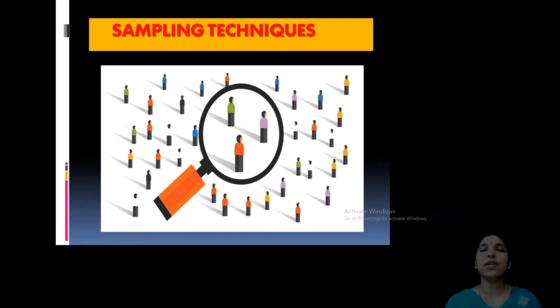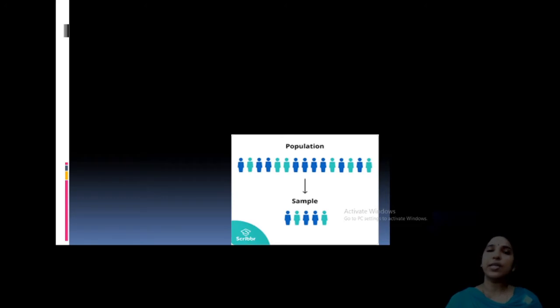Today we will discuss the various sampling techniques available for biological studies. So let us pass into the topic. First thing, what is a population? A group of individuals is known as a population. There may be a finite population, there may be an infinite population. If you can count the number of individuals, then that is a finite population. If you cannot count it, that is an infinite population.